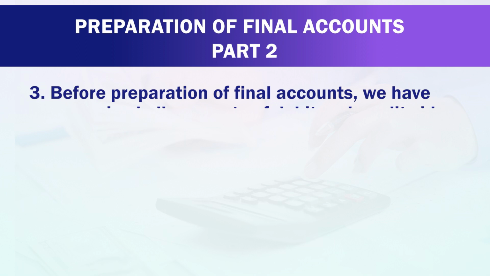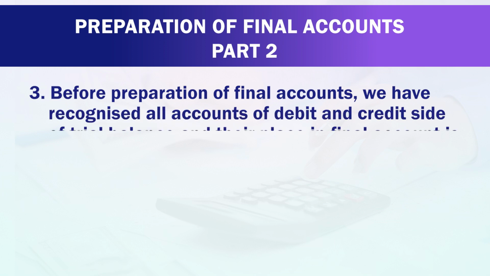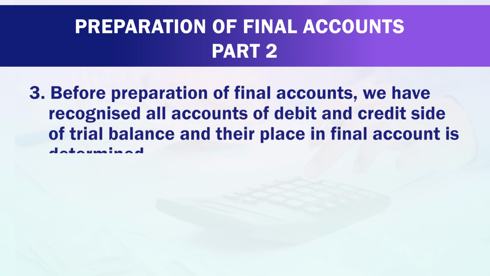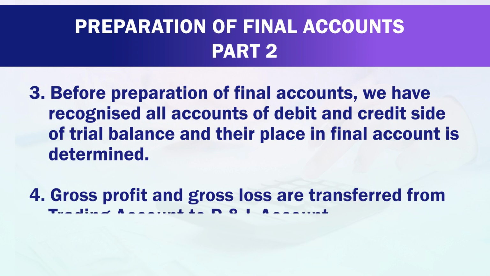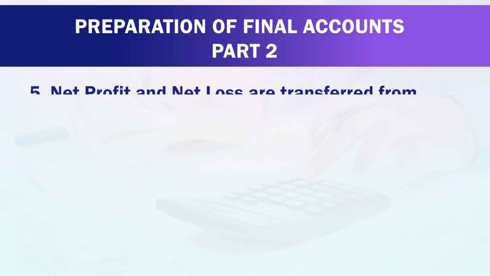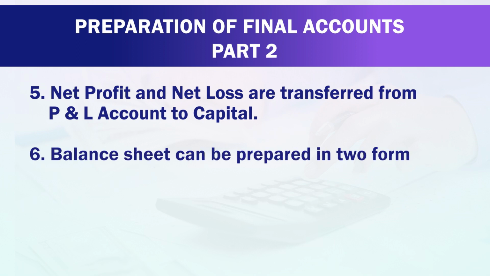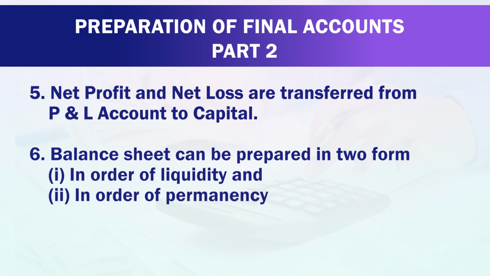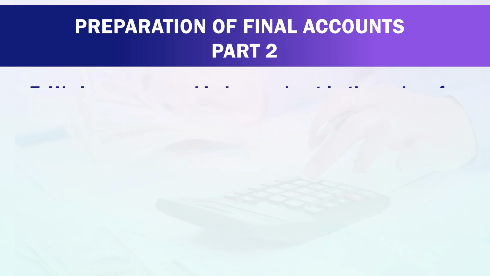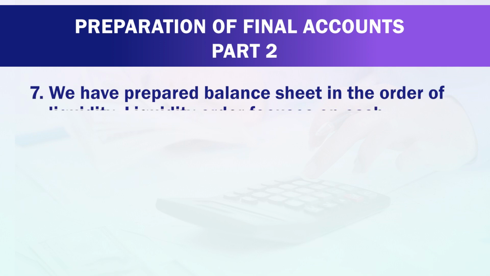Number 3. Before preparation of final accounts, we have recognized all accounts of debit and credit side of trial balance and their place in final account is determined. Gross profit and gross loss are transferred from trading account to P&L account. Net profit and net loss are transferred from P&L account to capital account. Balance sheet can be prepared in two forms. One is in order of liquidity and number 2 in order of permanency. We have prepared balance sheet in the order of liquidity.